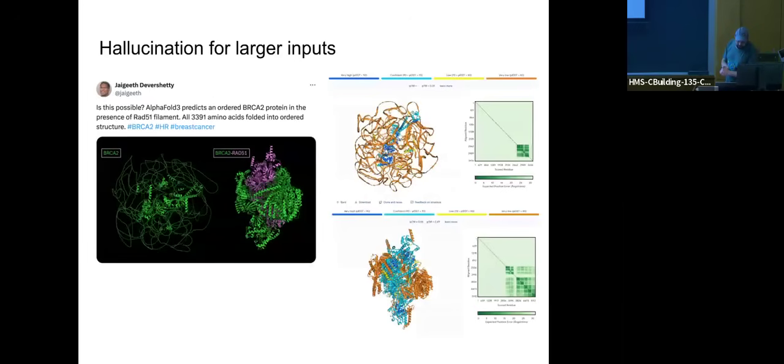So this person named Jacket realized that if you give this protein to AlphaFold3, it creates all this nice looking spaghetti. If you're Italian, you probably would appreciate that more. But it turns out if you put in another protein, suddenly all that spaghetti just becomes all ordered.